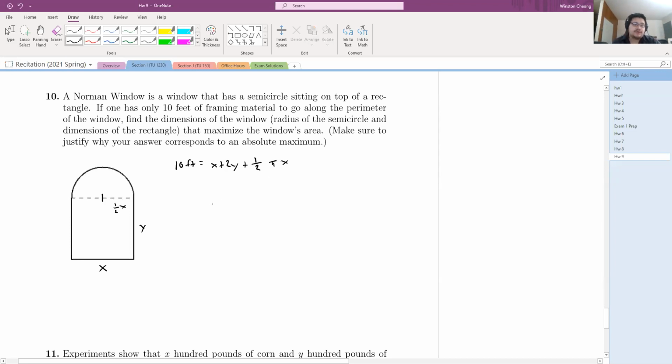Okay. The thing we're trying to optimize is we want to maximize the window's area. So the area is X times Y plus half of pi times the radius squared. So that's going to be 1/4 x squared. All right.